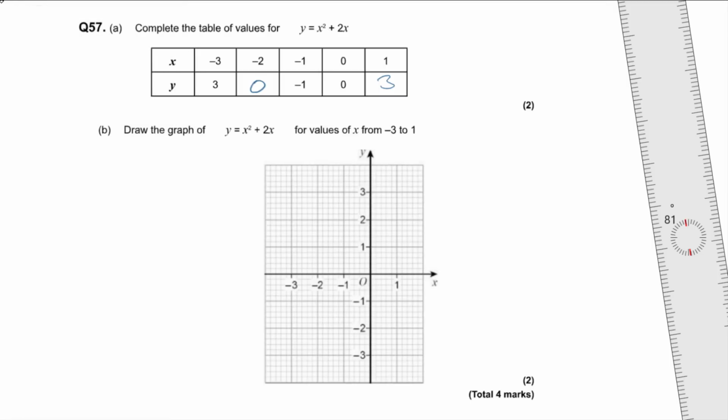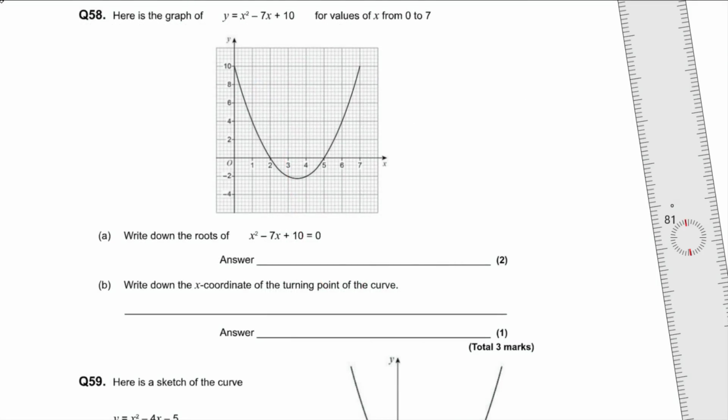So -3, 3 is up here. -2, 0 is on the axes there. -1, -1 is just down there. 0, 0, again back on the axes, and 1, 3 back up here again. Okay, so you can see it's a distinctive parabola, quadratic curve. Okay, so the next thing is just to join them up with a nice smooth curve. Okay, like that. Oh, phew, they've drawn this one for me.